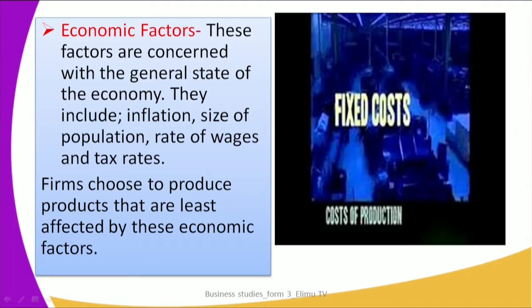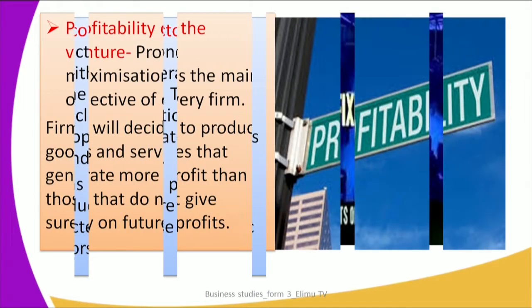The other one is the size of population. An area can either be sparsely populated or densely populated. Also, rate of wages, how much are the consumers, or the people you expect to be your consumers, earning. The other one is the tax rates. So firms should choose to produce products that are least affected by these economic factors which you have just mentioned. They include inflation, size of population, rate of wages, and tax rates.